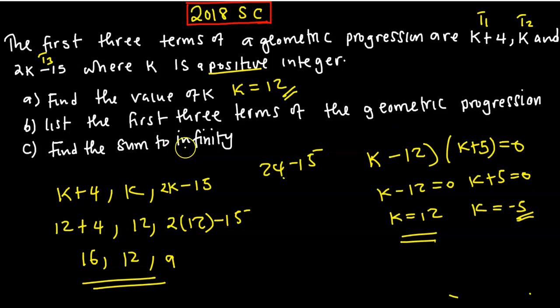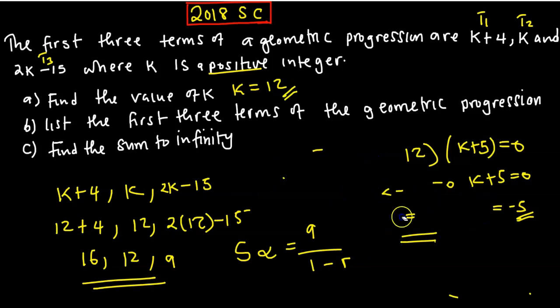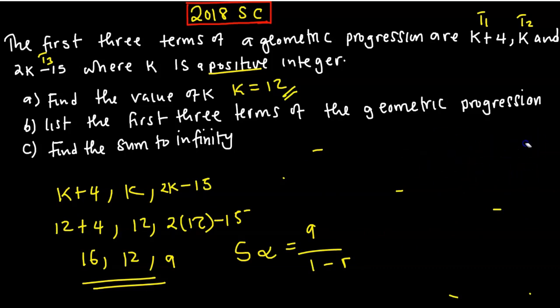Then find the sum to infinity. What did we say? For the sum to infinity, you need the first term over 1 minus the common ratio. Here the first term we have is 16, but the common ratio we do not have, so we need to find it. How do we find the common ratio? The common ratio equals term number 2 divided by term number 1, or term number 3 divided by term number 2.